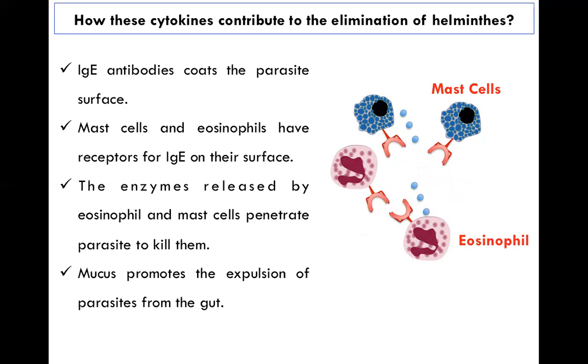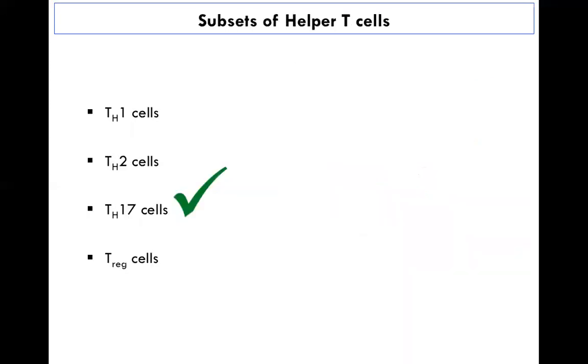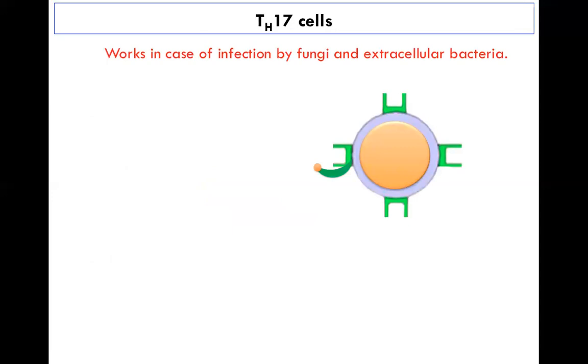And then how do TH2 cells kill the pathogens? So far we have learned about TH1 cells and TH2 cells. So let's try to understand how TH17 cells work and why we have that weird name instead of TH3 cells. Let's try to understand when TH17 cells work. They work in case of infection by fungus and extracellular bacteria.